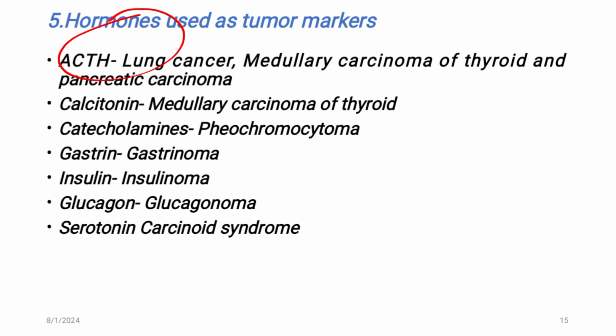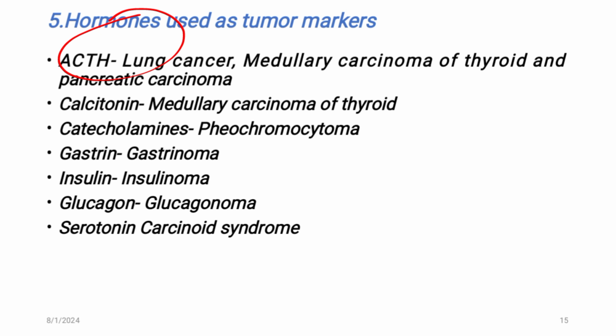And the next is insulin for the insulinoma. When there is a tumor or cancer in the insulin secreting part of the pancreas, then insulin would be increased. Glucagon in the glucagonoma, glucagon carcinoma, and serotonin in the carcinoid syndrome.